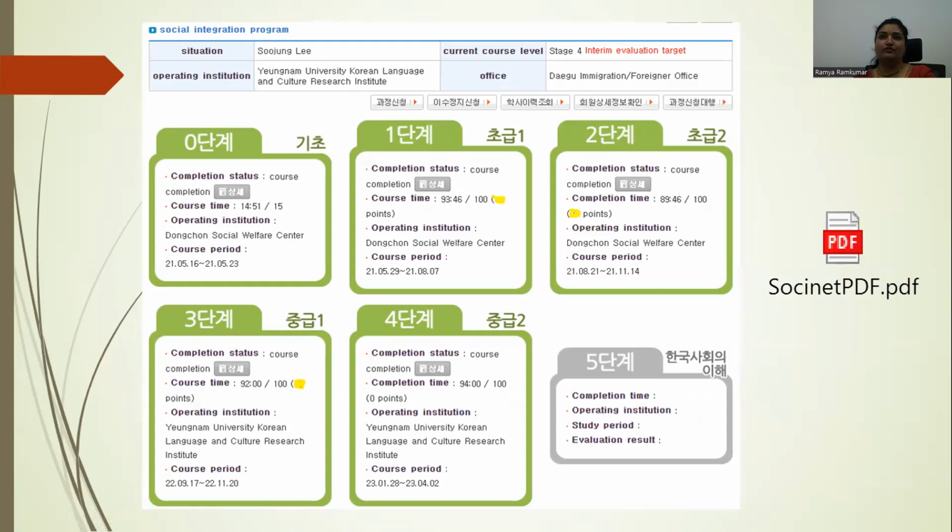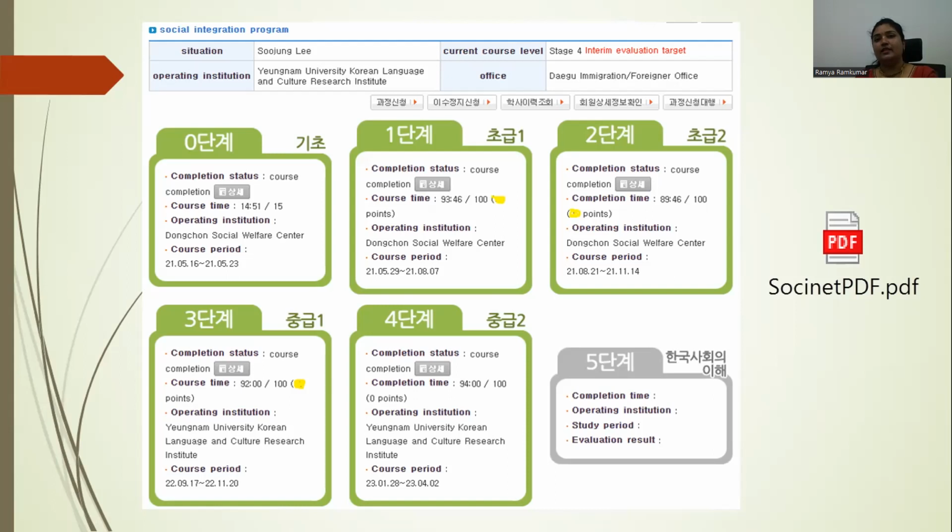So stage 4 interim evaluation, and this is the operating institution wherein I'm currently taking it. And as I told you, it is immigration. So the office is Daegu Immigration Foreign Office. This page will show you details of what levels you took and whether the course was completed or not. And then the course time, attendance.